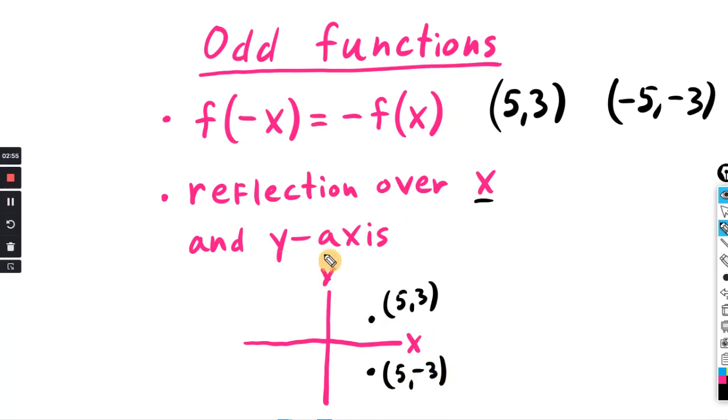And then finally, we reflect it over the y-axis. So the y value will stay the same. It will still be negative 3, but the x value will go from positive 5 to negative 5. So just like I used in my example, you can see you reflect each point over the x-axis and then the y-axis. Or you can do it y first and then the x-axis. Same thing, but it's a reflection over both axes for the odd functions.